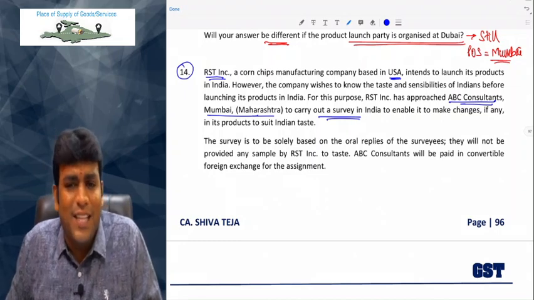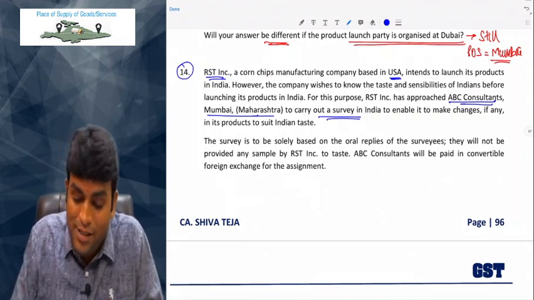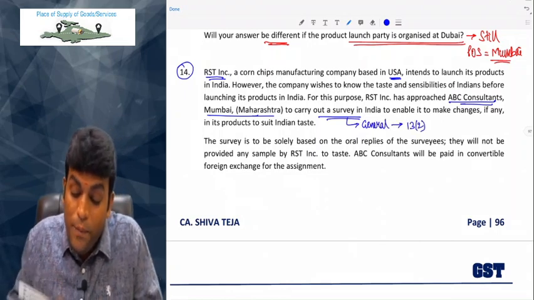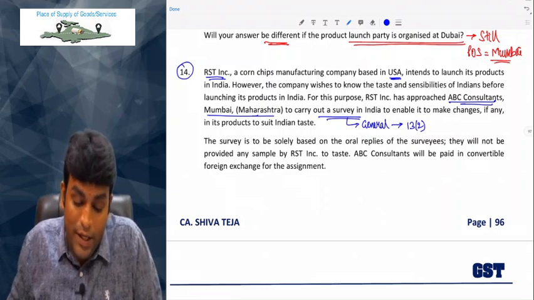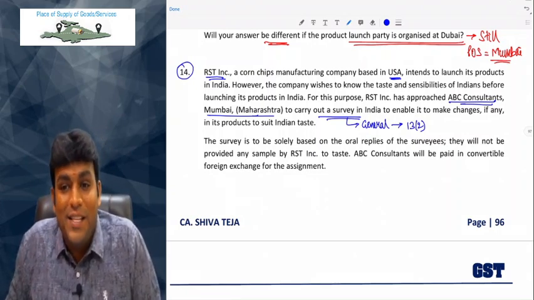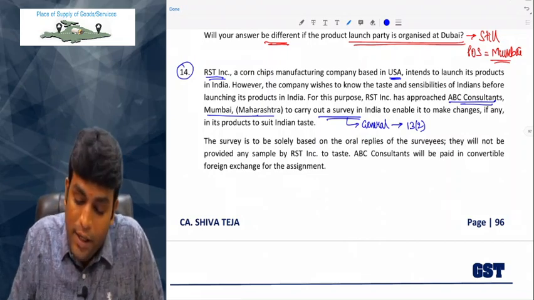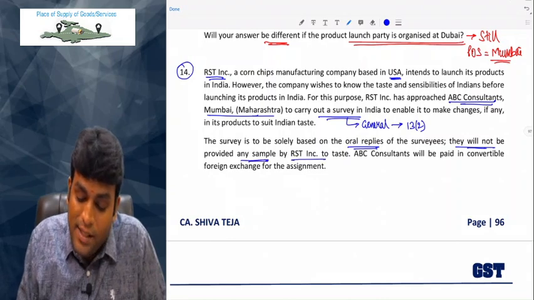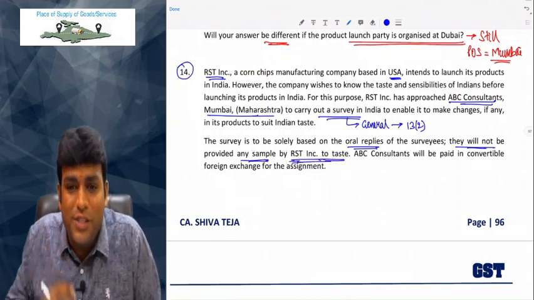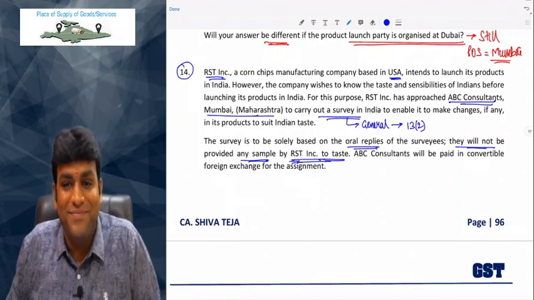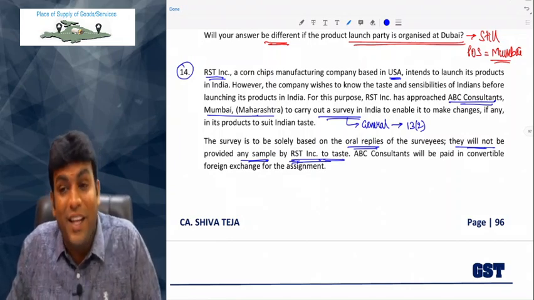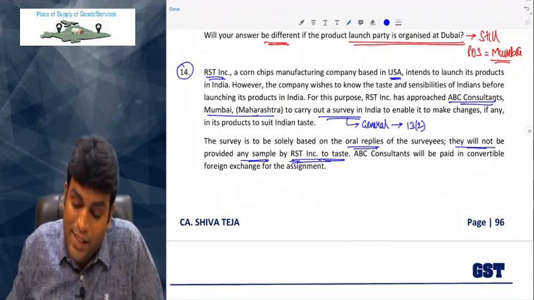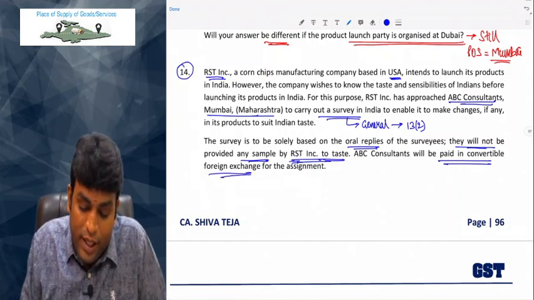So for carrying out a survey, there is no specific subsection. So when there is no specific subsection, we'll apply the general rule only, 13.2. The survey is to enable it to make changes, if any, in its products to suit Indian taste. The survey is to be solely based on oral replies of the respondents. There will not be any sample provided by RST Inc. to taste. That means there is no goods on which service is performed. If there is goods on which service is performed, then 13.3 can come. ABC Consultants will be paid in convertible foreign exchange.